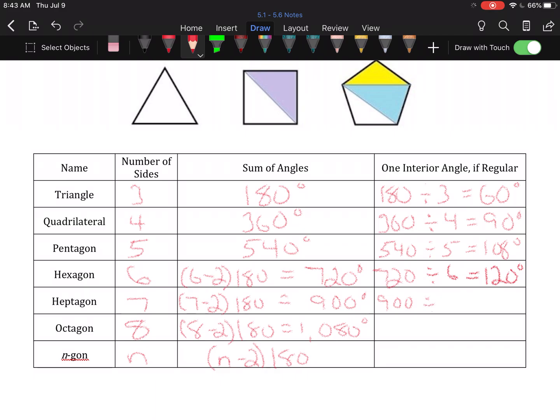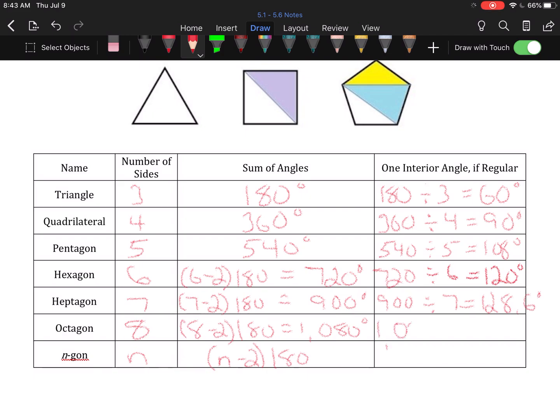For the heptagon, we'll take the 900 and divide by 7. This isn't going to be pretty. We'll round it to 1 decimal place. So this will be 128.6 degrees. It's 128.57. The 7 tells me to round the 5 up.